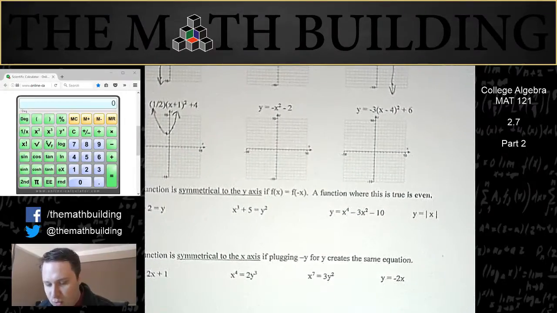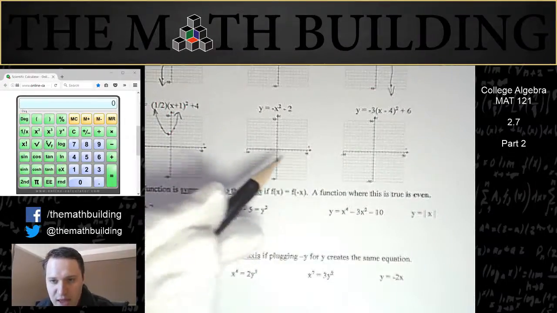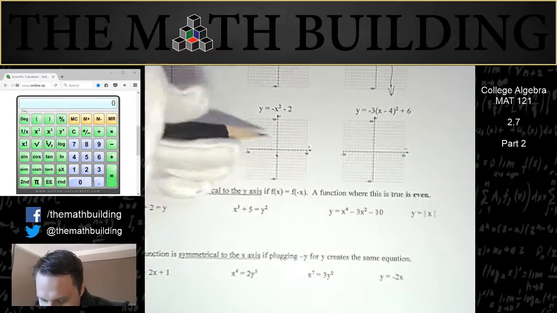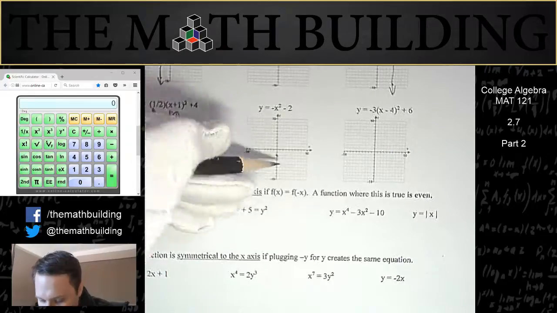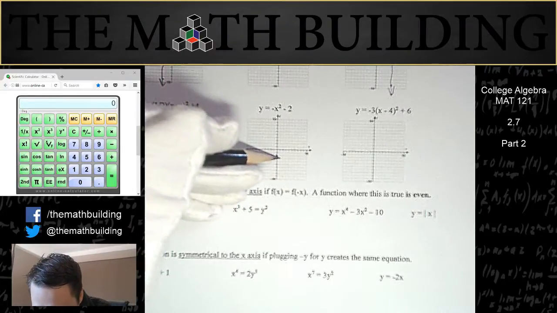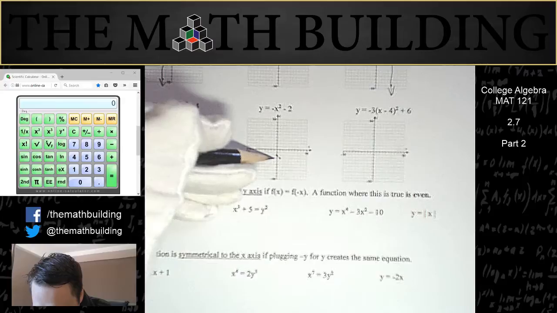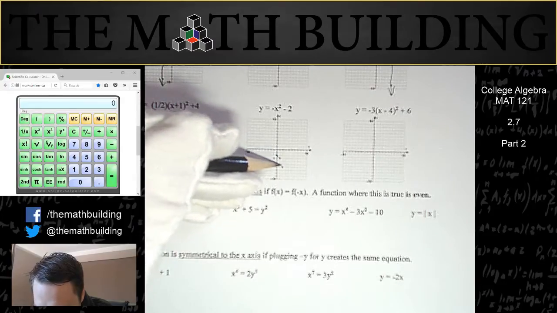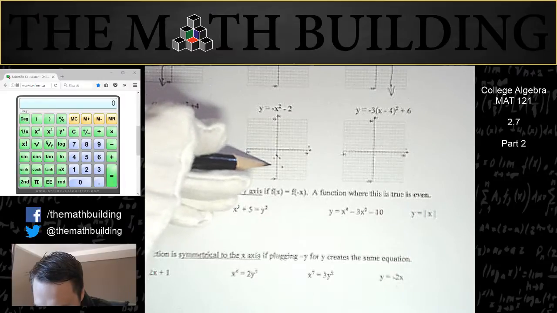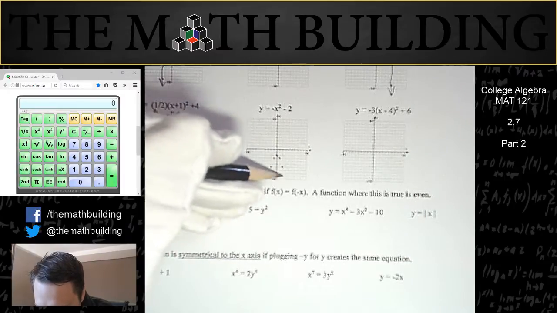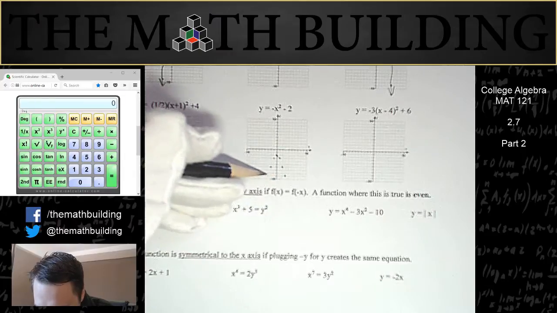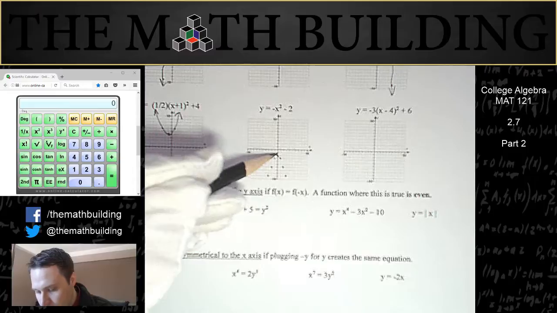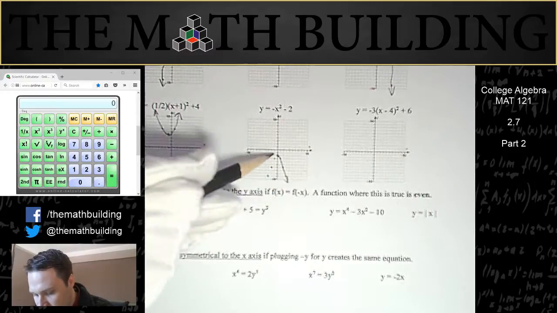Y equals -x squared minus 2. We're not moving left or right at all, but we are moving down 2 spaces. It's a regular x squared, except it's negative, so it's going to open down. So over 1, down 1. From the vertex, over 1, down 1. Over 2, down 4. And if you wanted, over 3, down 9. And every time I go over, I'm going over from the vertex. So connect those dots and you're done.